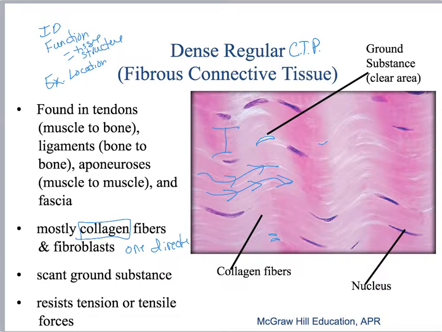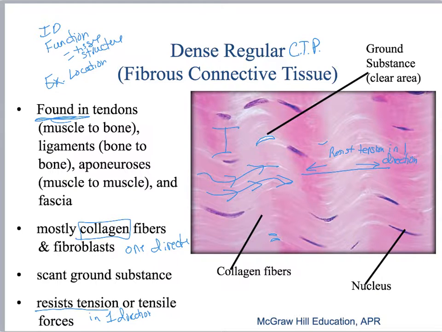And what this does is if I've got a fiber that's going this way, and then I've got something that pulls on it that way and that way, it's resisting tension in one direction. So the purpose of dense regular connective tissue proper is related to the collagen fibers going in one direction. It resists tension in one direction. Okay, here I've got the locations and where you find it.